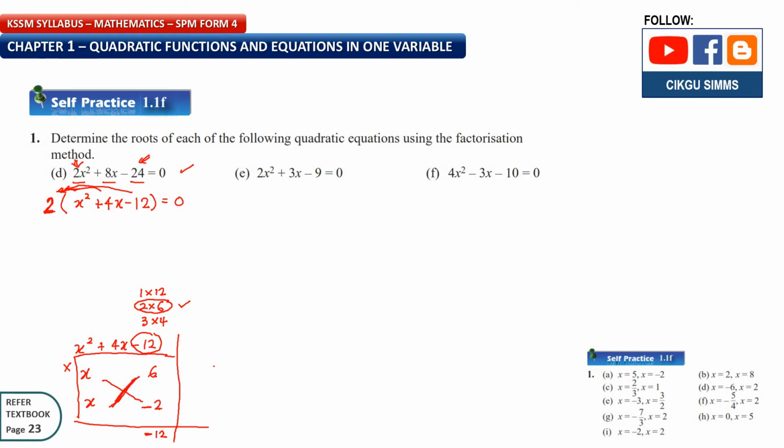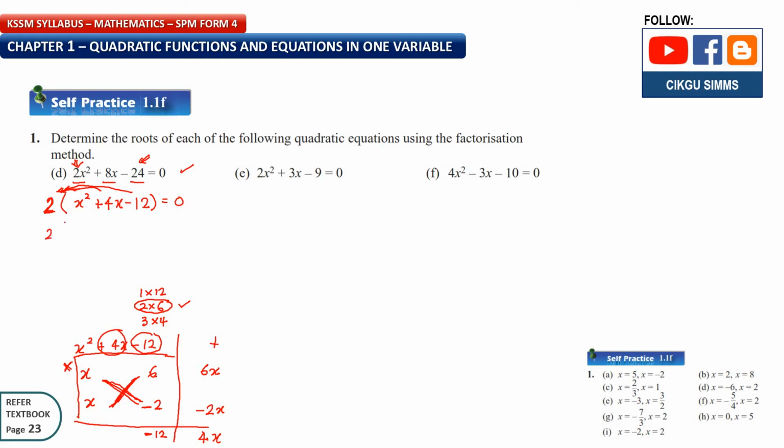This one is 6 times x, so 6x. And then this one is negative 2x, because I'm using the multiplier. So 6 multiply x, you get 6x. Negative 2 multiply x, you get negative 2x. And then for this box, you need to plus. So 6x plus negative 2x, 6 minus 2 is 4x. So you get your middle. Everything is correct. So this is your answer.